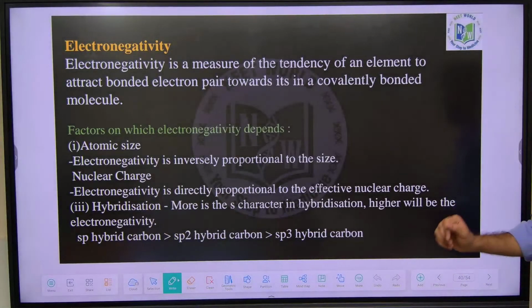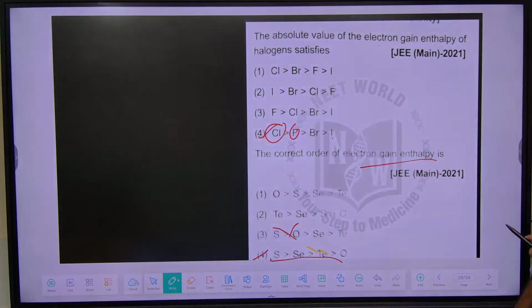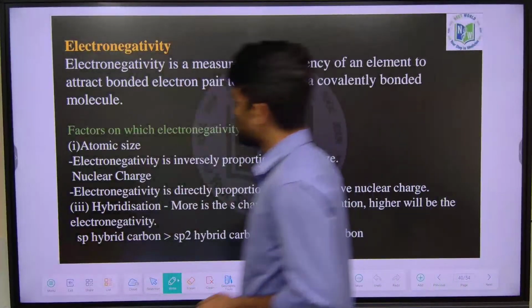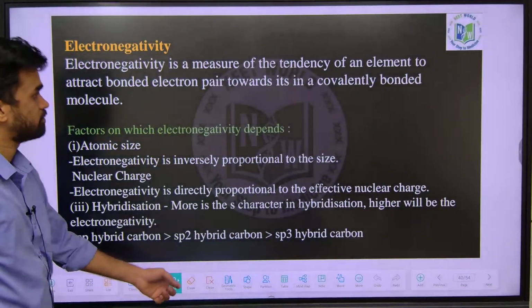Okay, next one is what? Electronegativity. So what do we mean by electronegativity?